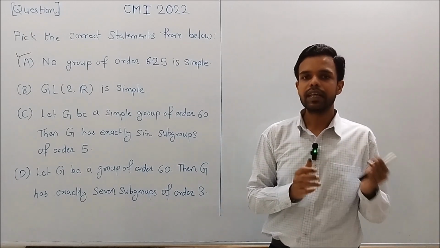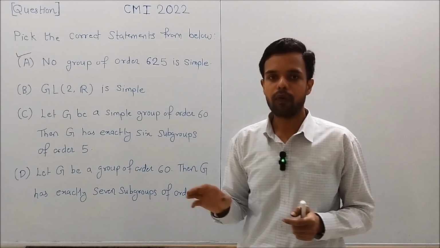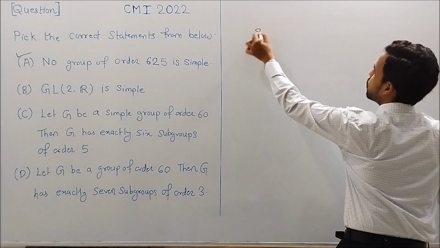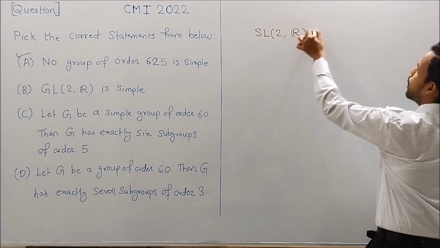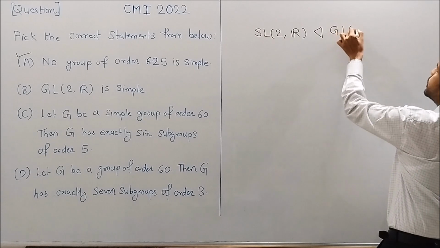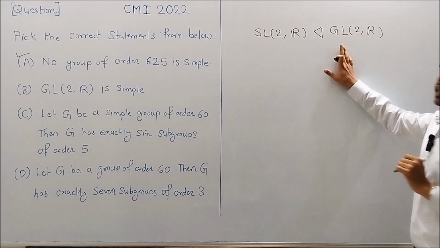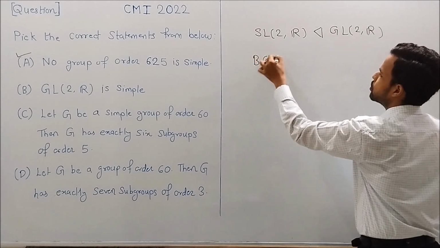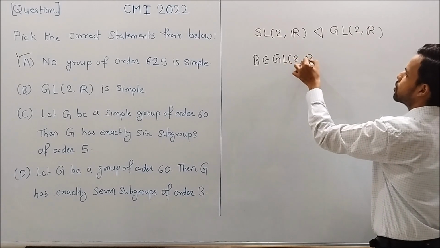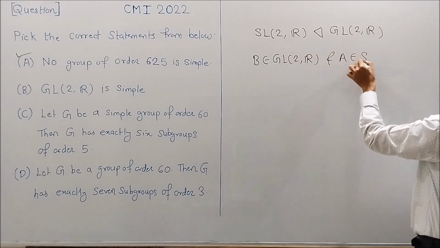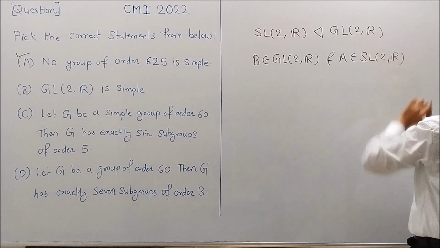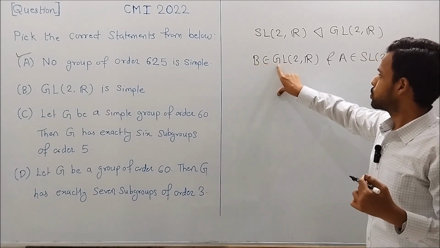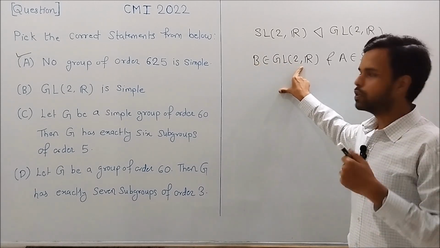We know that a group G is simple if it has no proper normal subgroup. But this group has a proper normal subgroup, which is SL2 over R. SL2 over R is a normal subgroup of GL2 over R. You can easily prove it. To see it, consider B belonging to GL2 over R and A belonging to SL2 over R. As it is a group of all invertible matrices, B belonging to GL2 over R implies B inverse also belongs to GL2 over R.